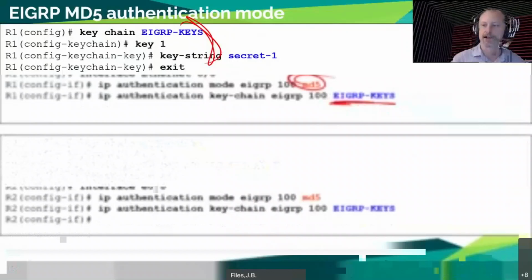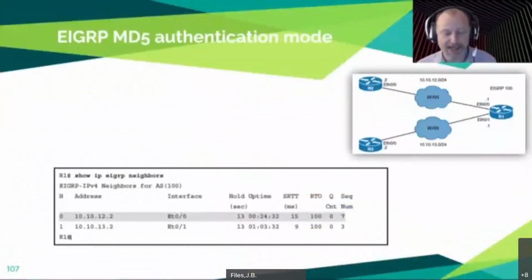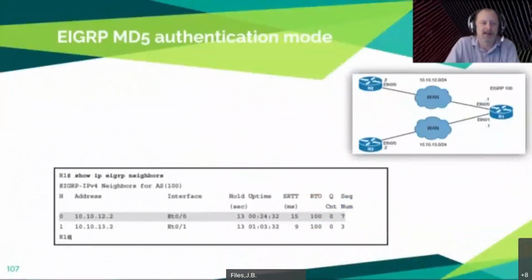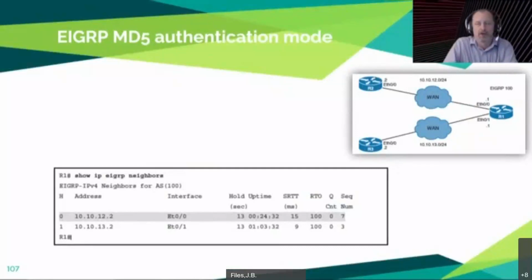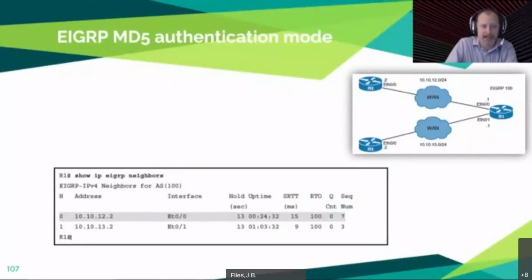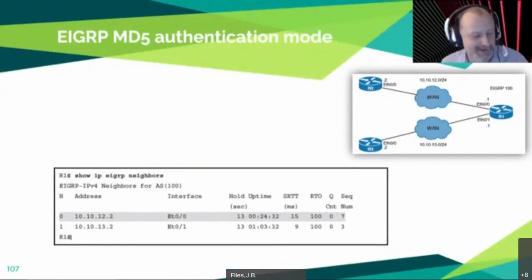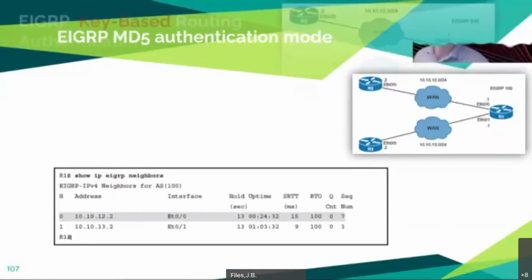Okay, and we know it worked because we have a neighbor relationship. There's not like a command to say, is authentication working? Well, if you have set up authentication and they're neighbors, then yes, it's working. Okay.